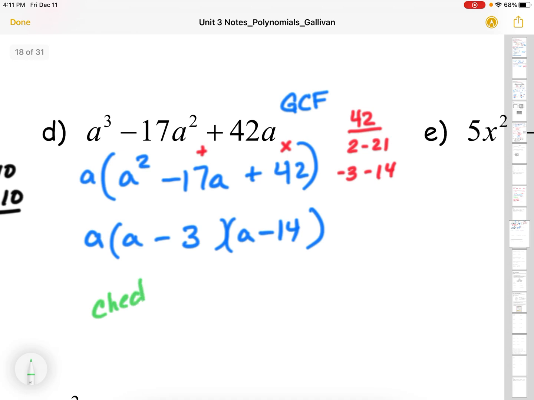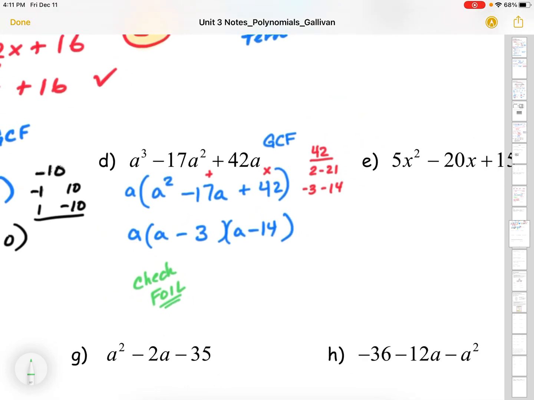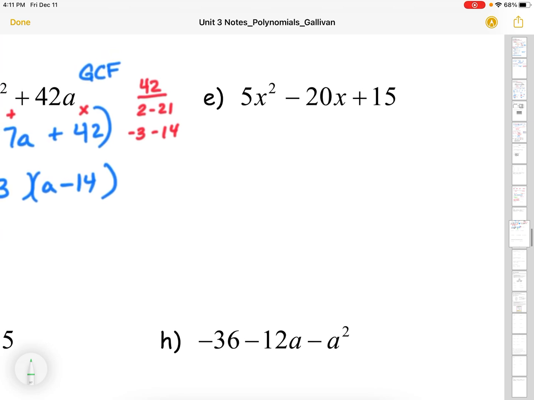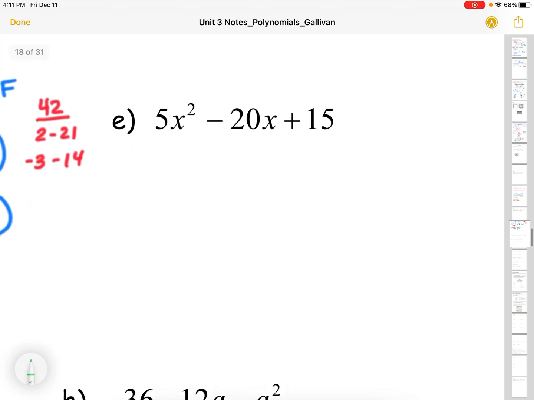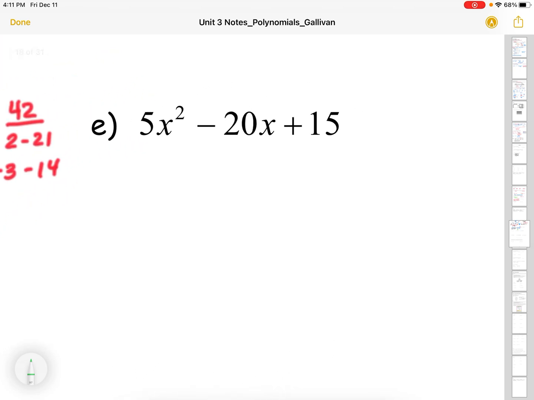And how would we check this? You can check by using FOIL. Okay? So if you want to pause and check just to make sure, not a bad idea. Okay. Looking at the next one.